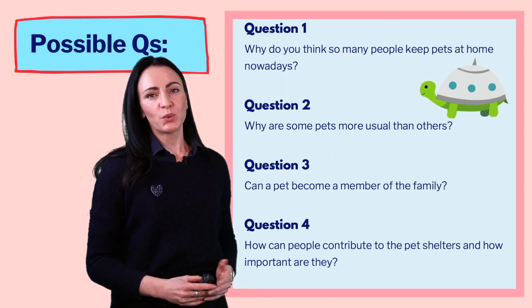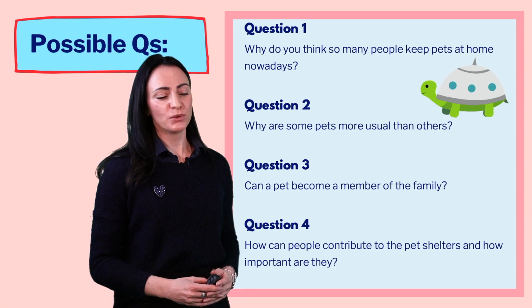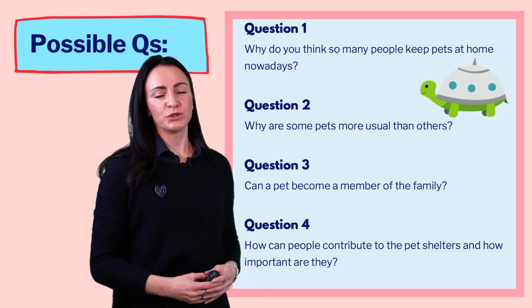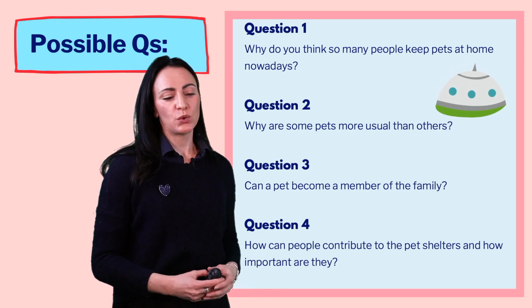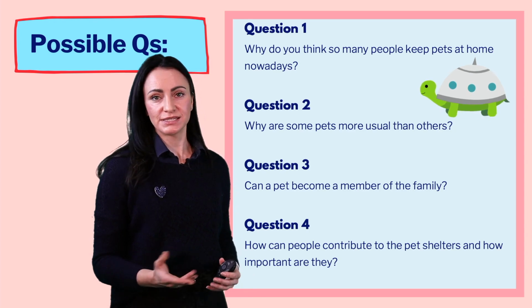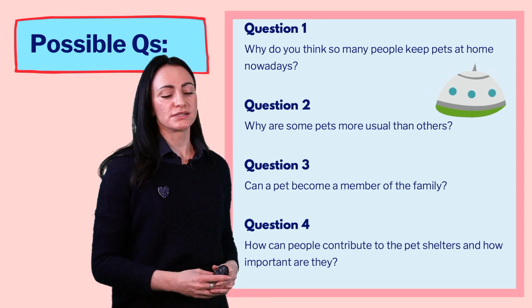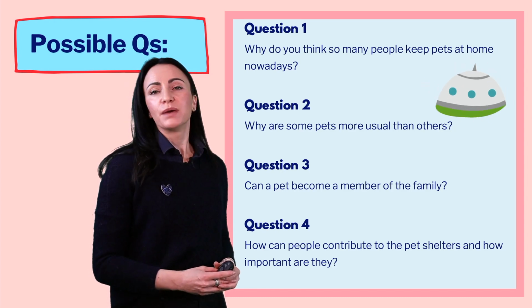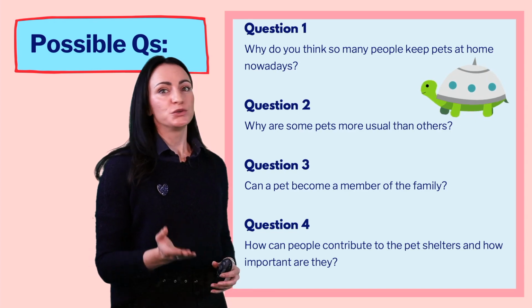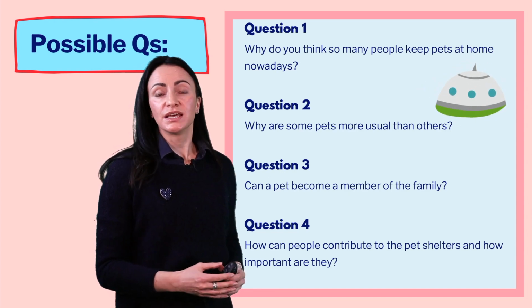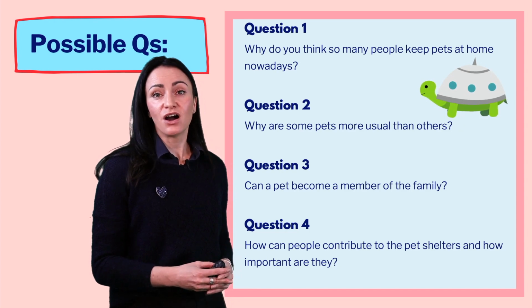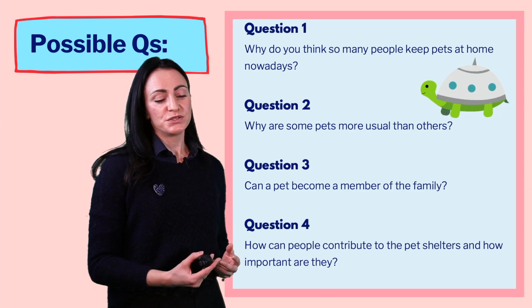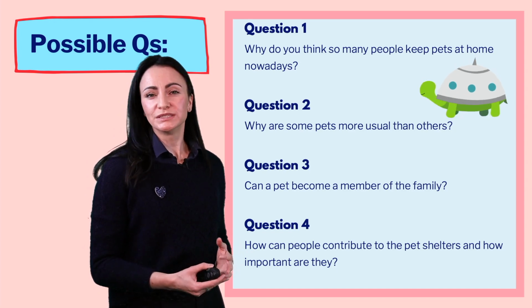And here are some possible questions you could get in the part 4. They are all based on the topic having pets at home, remember? For example, you can be asked, why do you think so many people keep pets at home nowadays? Or why are some pets more usual than others? Or can a pet become a member of the family? Here you could share your own experience. Maybe you could say, when I was a kid, we had a dog and it was a member of our family. Question 4, how can people contribute to the pet shelters and how important are they?